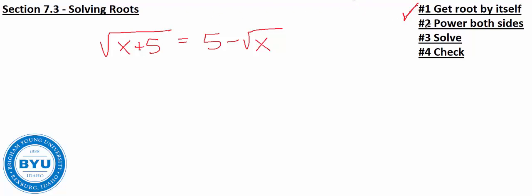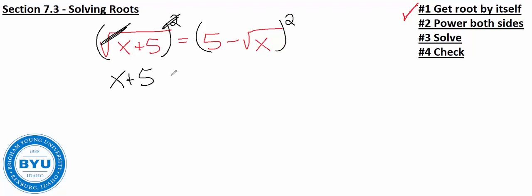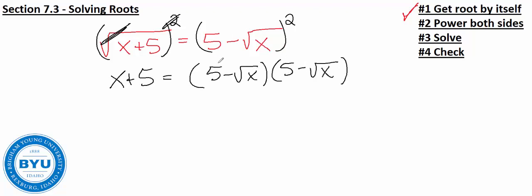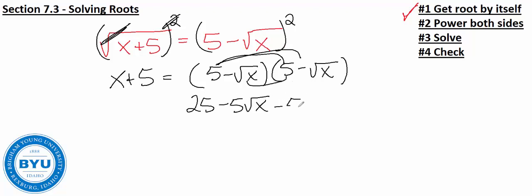I'm going to move to the next step, which is to power both sides. So we'll square both sides. Here, the power cancels with the root, just leaving me with x plus 5. But on this one, you still have to write it out twice. So we're going to have to multiply this together using distribution. 5 times 5 is 25. 5 times a negative root x is negative 5 root x. A negative root x times 5 is another negative 5 root x. And then a negative root x times a negative root x is going to be a positive root x squared. And we know the square root of x squared is just going to be x.